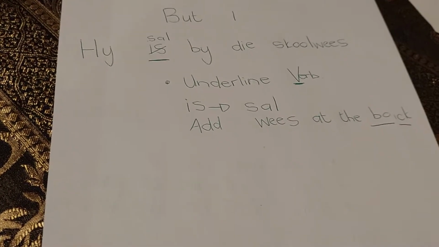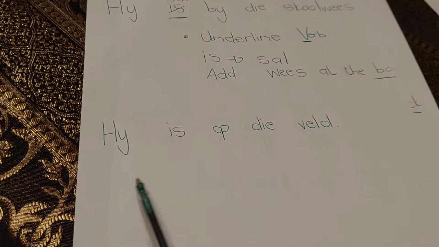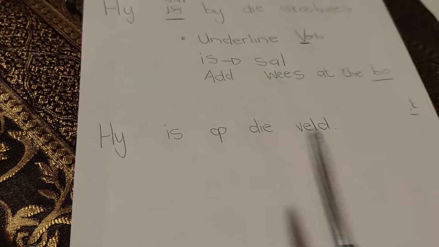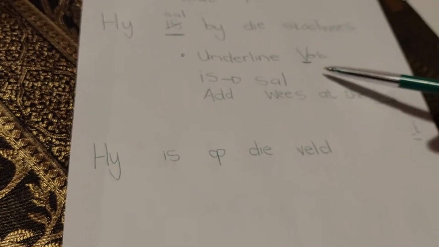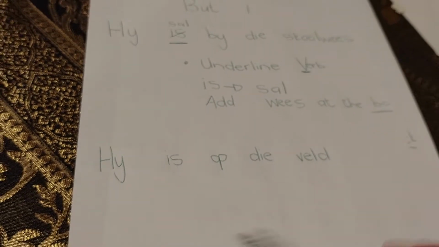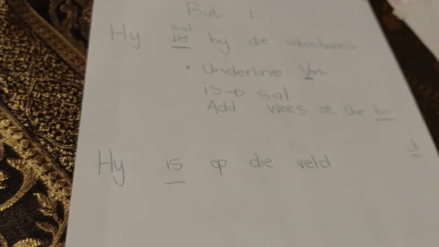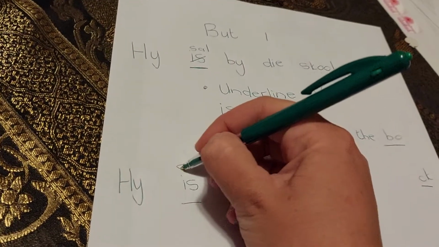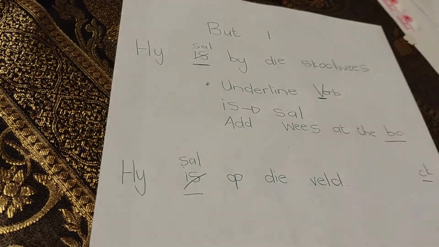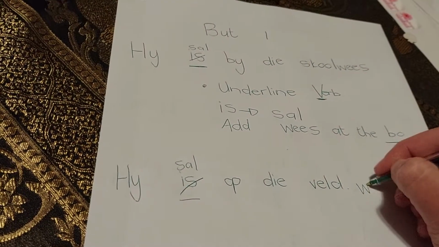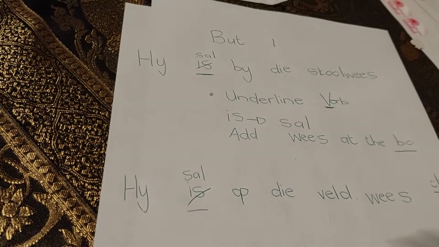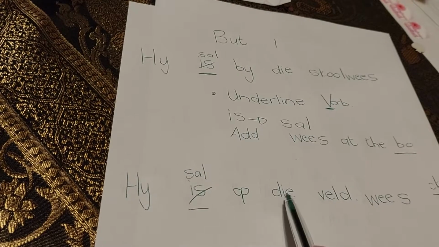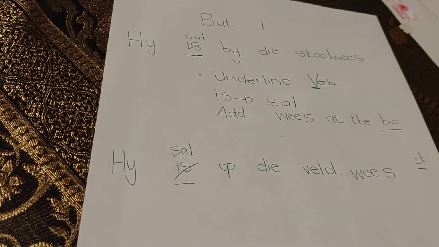Let's do another example. Hy is op die veld. Step 1, underline your verb. What is your verb? Your verb is is. If your verb is is, it changes to sal, you can cross this one out and you just add a vs at the back. Hy sal op die veld wees.